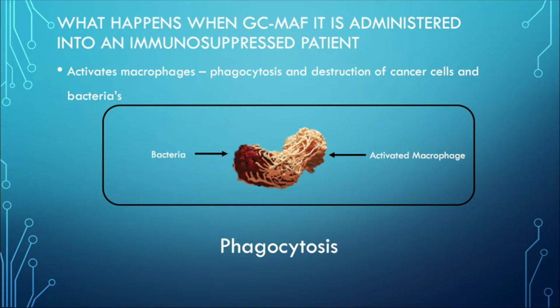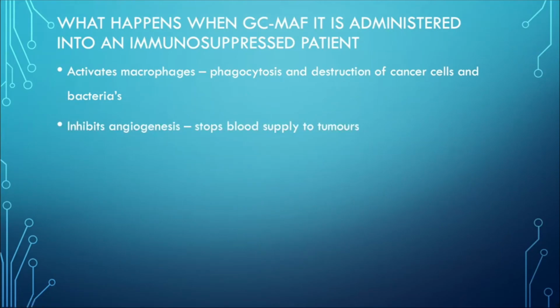Macrophages activated by GcMAF have shown a considerable variation of receptors that recognise the abnormality in malignant cell surfaces and are highly tumocidal. GcMAF has also been shown to inhibit angiogenesis. This means it stops the blood supply to tumours, and this starves the malignant tissue of the nutrition needed to grow and survive.